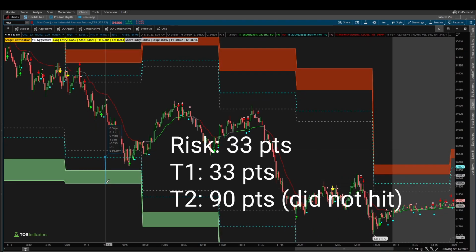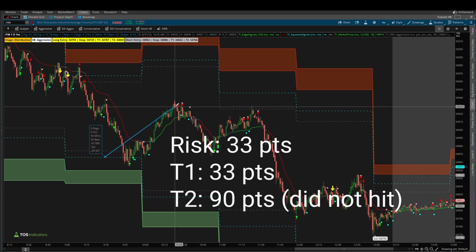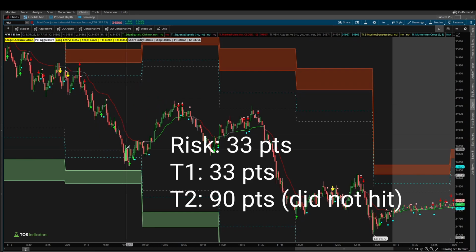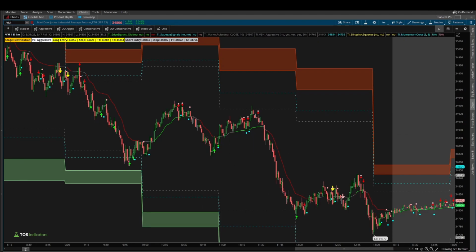Now inside of the Dow, we did not hit T2, unlike the S&P 500, but we did hit our first target. First target we were looking for was about 33 points, and we made a max move of 70, but fell short of our second target, which was closer to that 90-point mark. So inside of the Dow, we hit just the first target. The S&P, we hit T1 and T2.